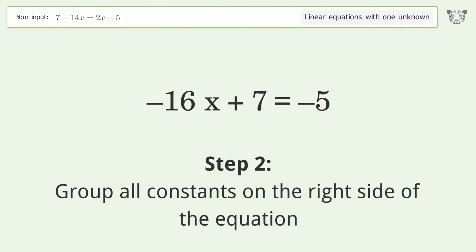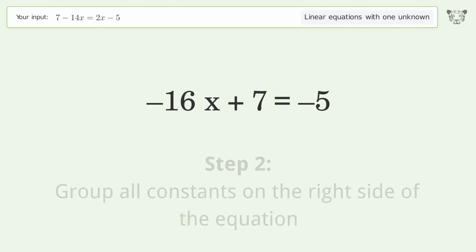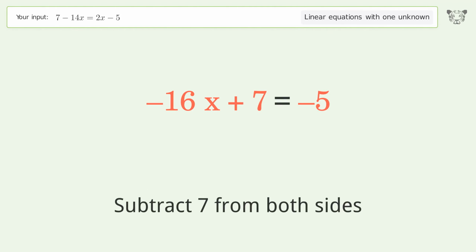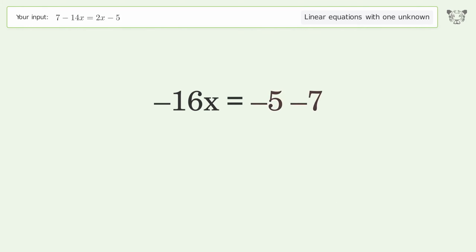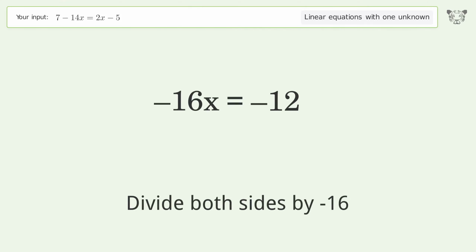Group all constants on the right side of the equation. Subtract 7 from both sides. Simplify the arithmetic. Isolate the x. Divide both sides by -16.